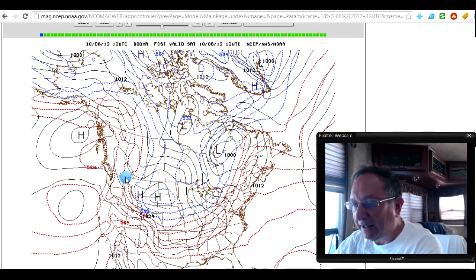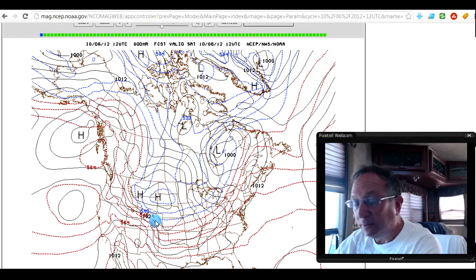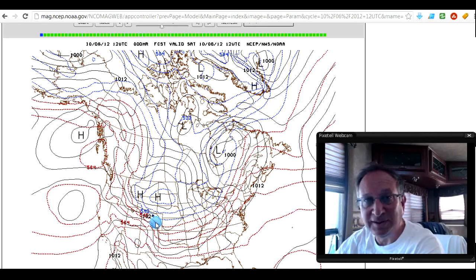And notice the packing of the thickness lines, meaning that they're pretty close together between here and here. See how tightly packed they are? Now what that tells me is there's a pretty good temperature gradient across that line. And we observed that yesterday here in Grand Junction. It was in the mid 70s. At the same time, east of the mountains and east of the line in Denver, roughly the same altitude, it was in the upper 30s. So while we were 75 out here, it was 37 degrees in Denver.